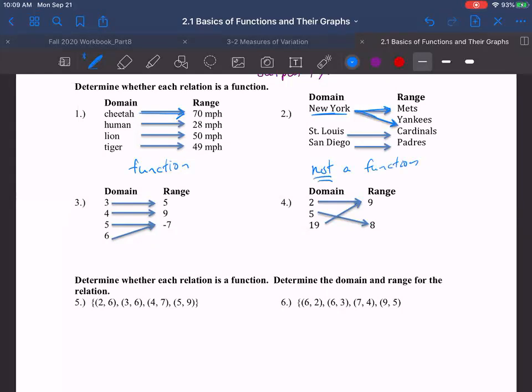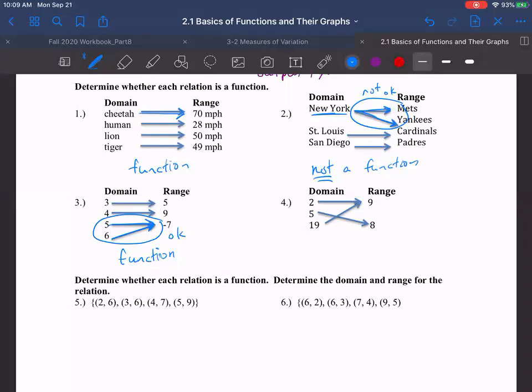This number 3 here, this one actually is a function. Even though we have two different inputs going to that 7 and mapping to that -7. That's okay. That's acceptable because each one of them still has only one output. So the outputs can repeat, but the inputs cannot. And that's what you're looking for here. So here, that's okay. This up here, that's not okay. Okay, that's not a function.